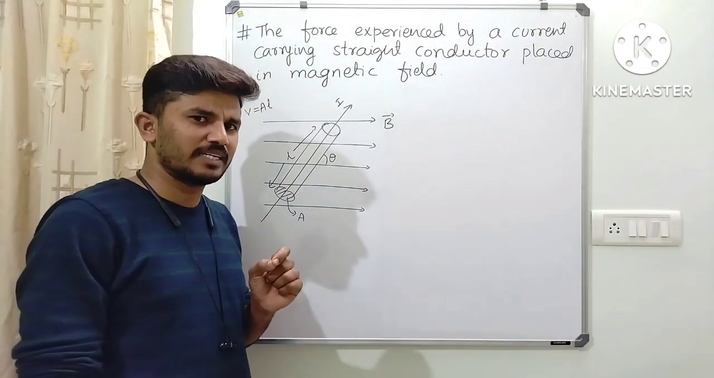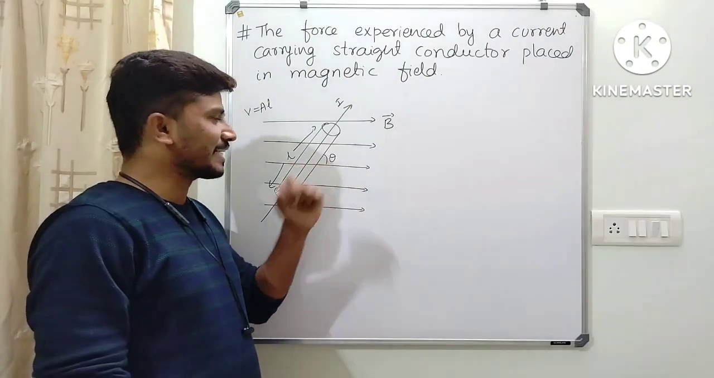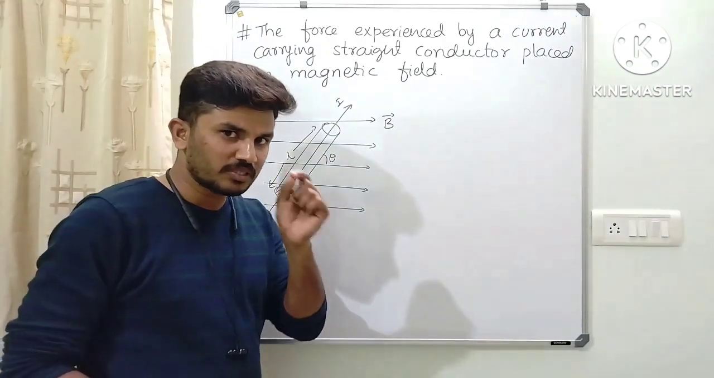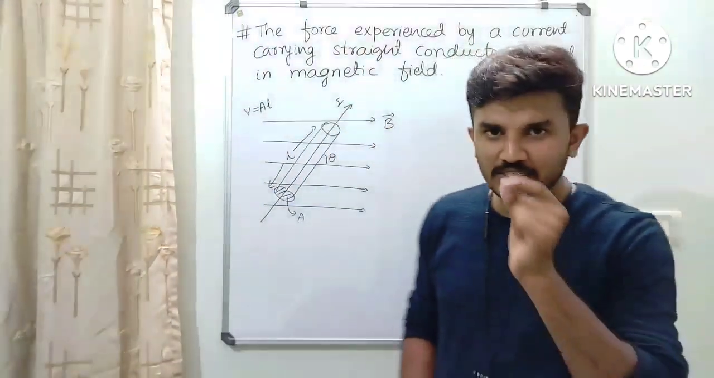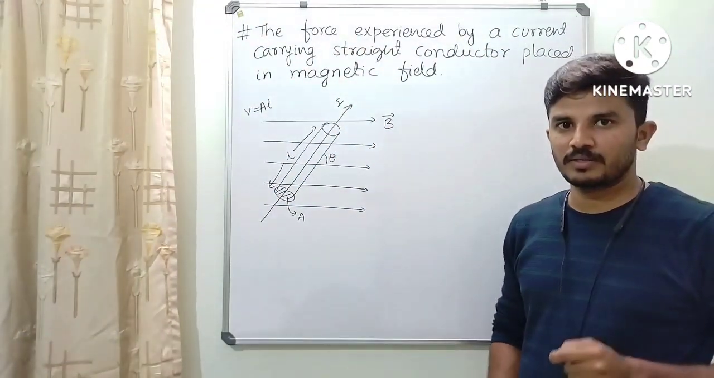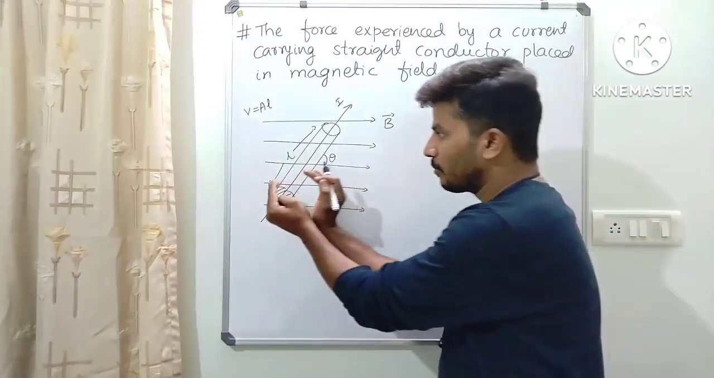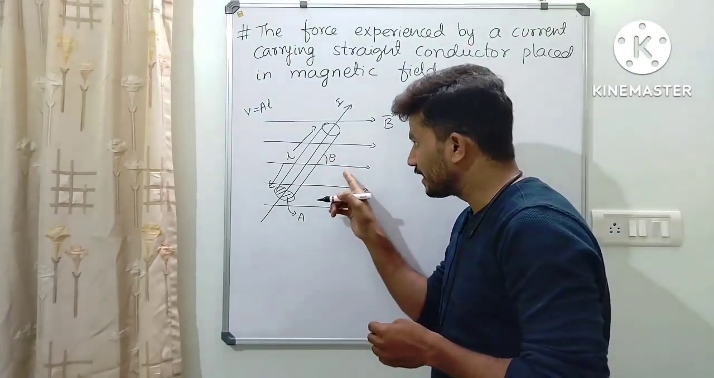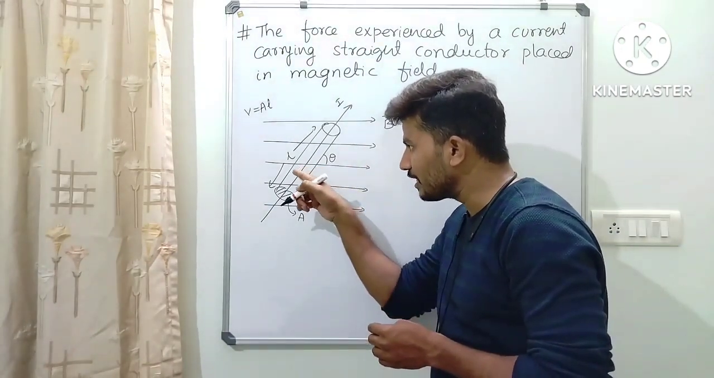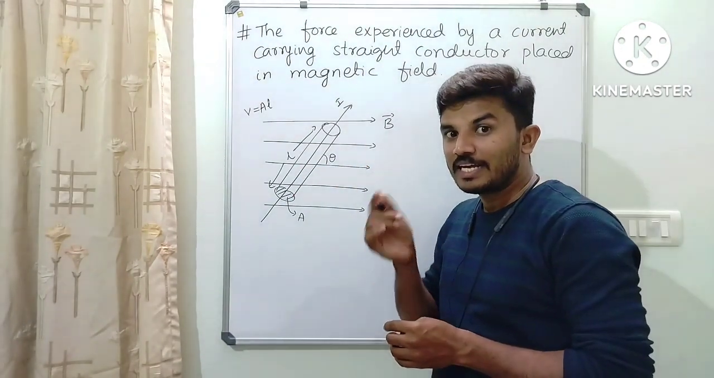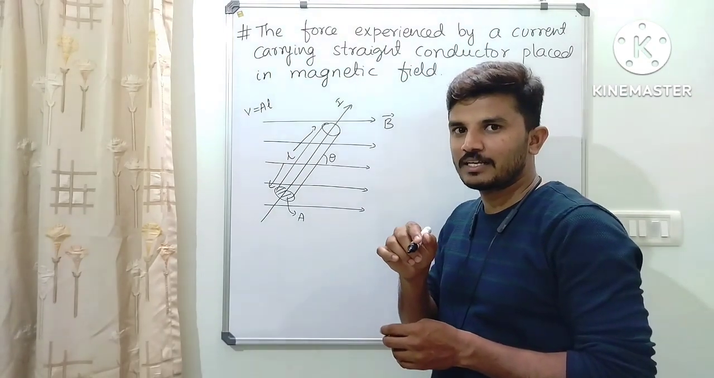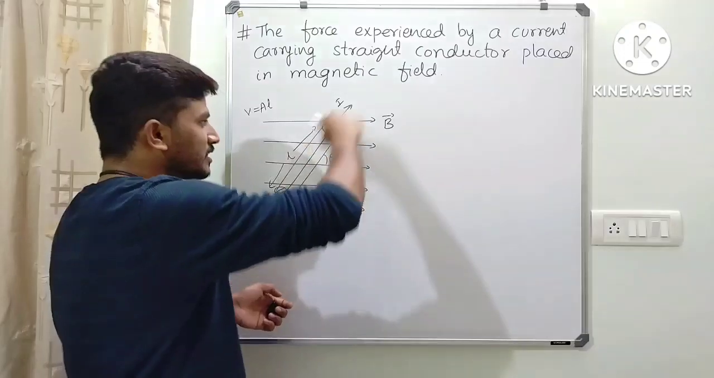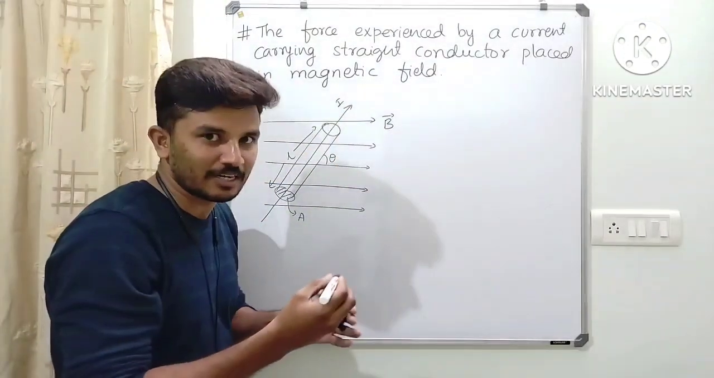Now we need to calculate the total force acting on it. Very simple. We have already studied the force acting on a single charge, that is Q V B sin theta. Then if we know the number of charges moving through it, magnetic field will not affect the conductor. It affects the charges flowing through it. So how many charges are flowing through it? Let us consider N.